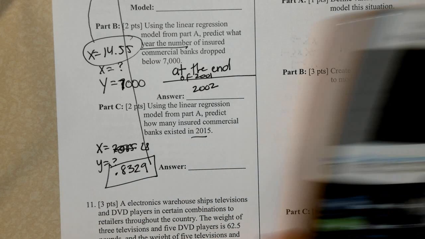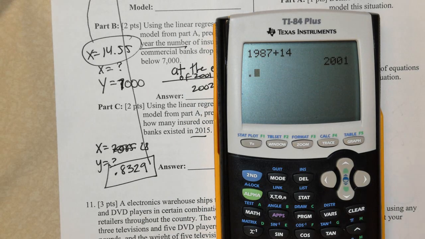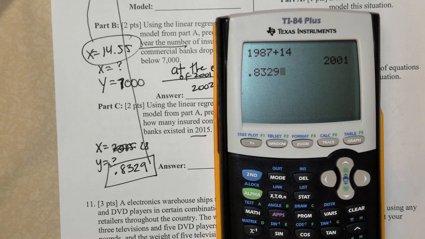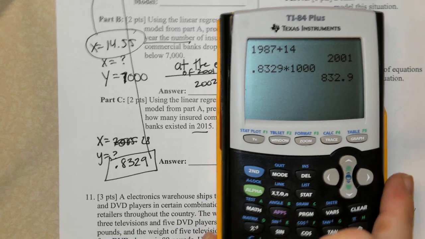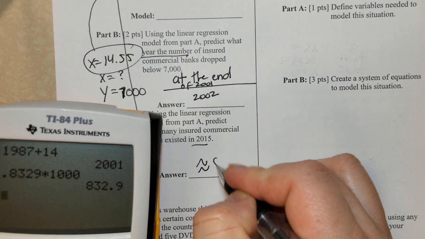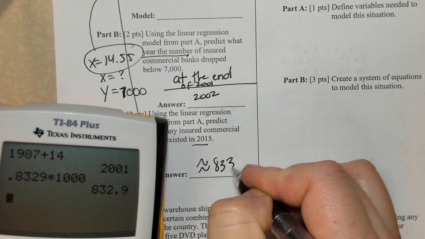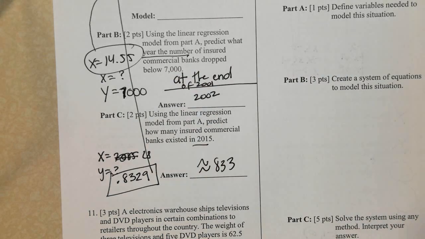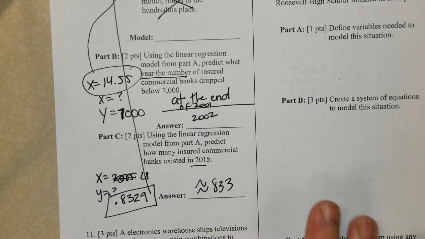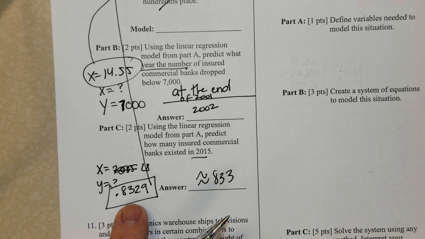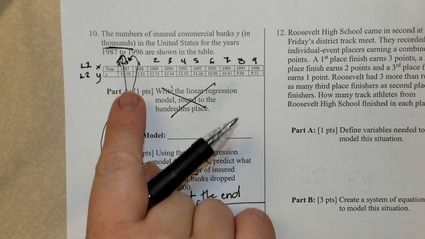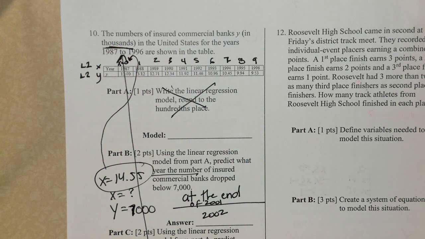So the pretty way to do this is to type into your calculator 0.8329, however many numbers you want to go past it. Take it times 1,000. And we can say that approximately, let's round, 833 insured commercial banks would exist in the year 2015. Why did I take it times 1,000? Because it says that number is in thousands.